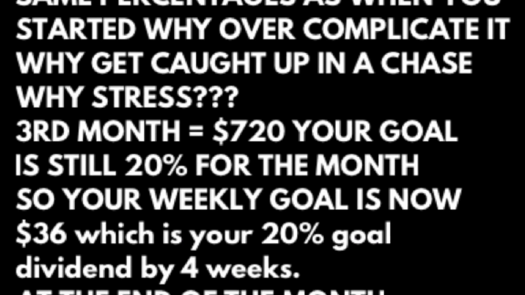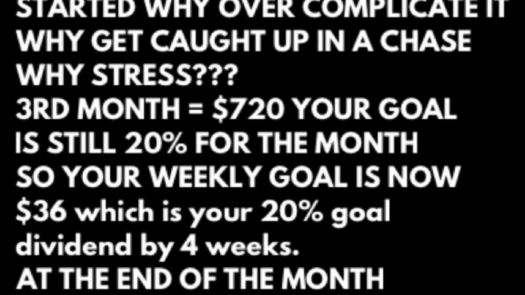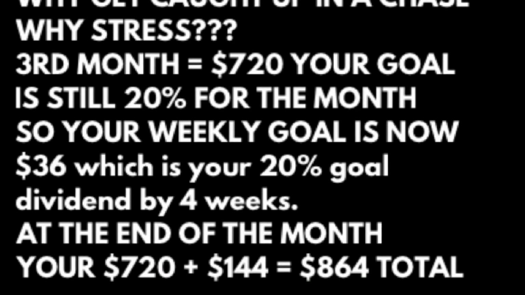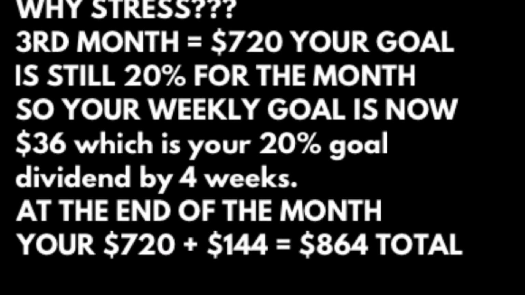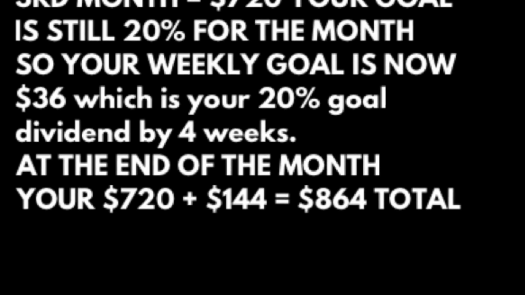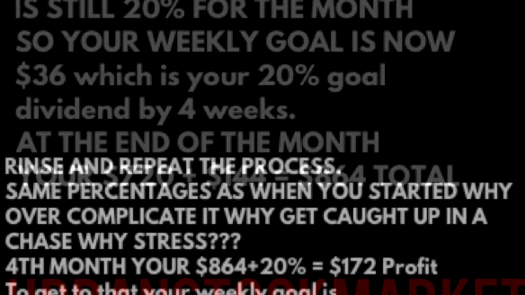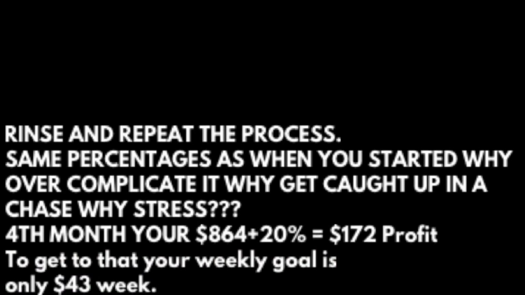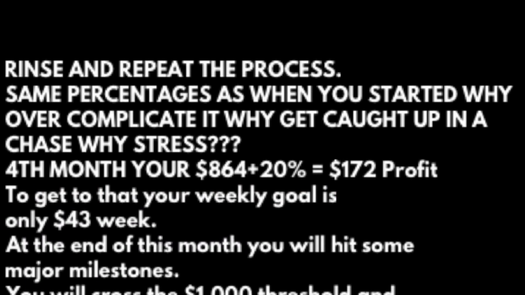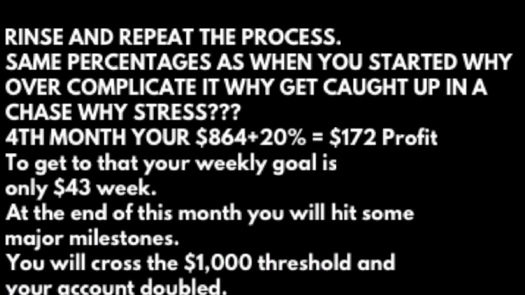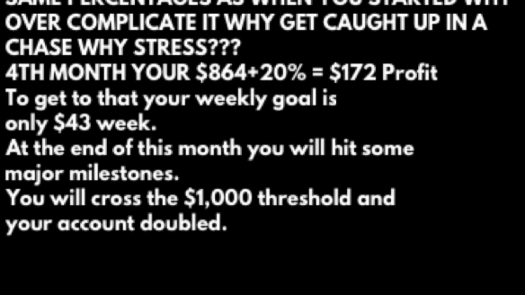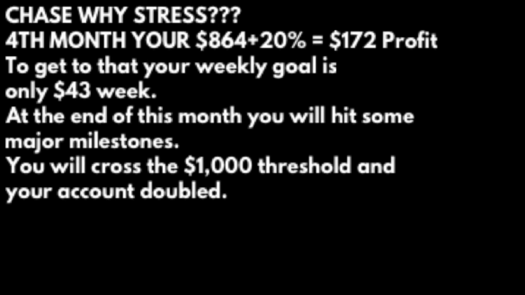Your goal is still 20% for that month. So your weekly goal is now $36, which is your 20% goal divided by 4 weeks. At the end of the month, your 720 plus 144 will equal $864 total. Rinse and repeat the process once again. Same percentages as when you started. Why overcomplicate it and why get caught up in a chase? Why stress? On your 4th month, your $864 is going to create a 20% of $172 profit.